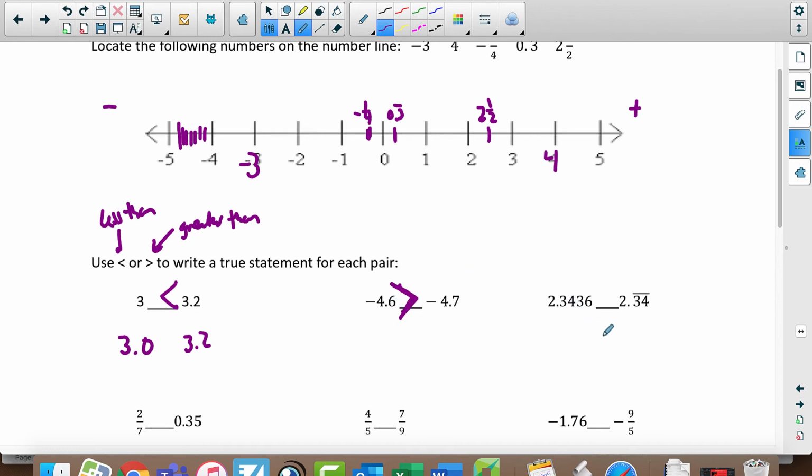Okay, how about this one? Tough to compare right now, so why don't we just expand this a bit? 2.34 is the same as 2.343434, like that. I'm going to write this other number right below it.